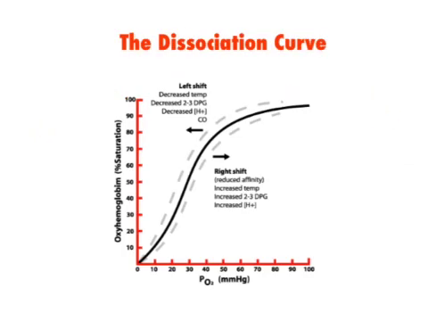The dissociation curve. The dissociation curve has two axes, the y-axis being the percentage saturation of oxyhemoglobin in the blood, and the x-axis being the partial pressure of oxygen in the blood. The percentage saturation of oxyhemoglobin in the blood tells you how many of the red blood cells have oxygen attached to them, and the partial pressure of oxygen in the blood shows the amount of oxygen in the blood which has not been bonded to the red blood cells.